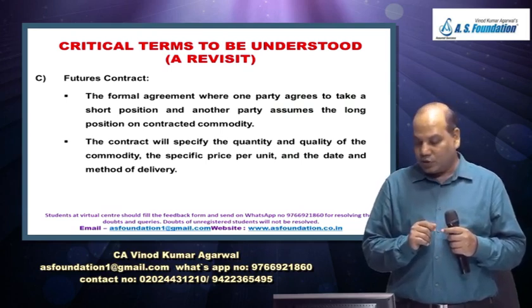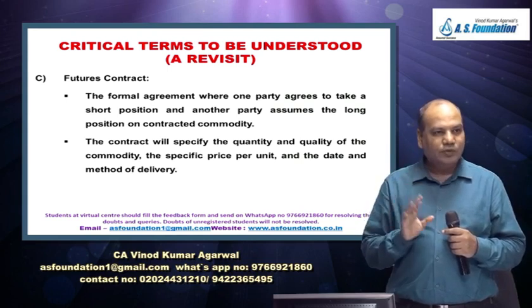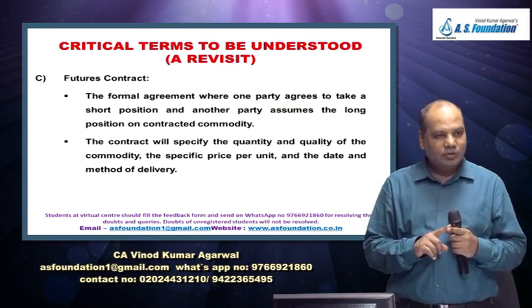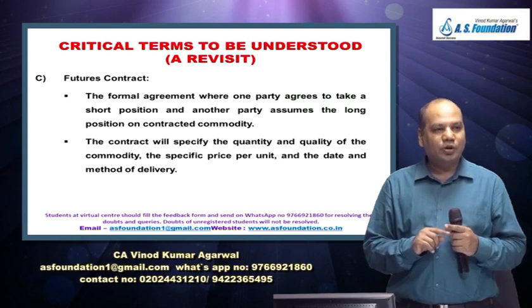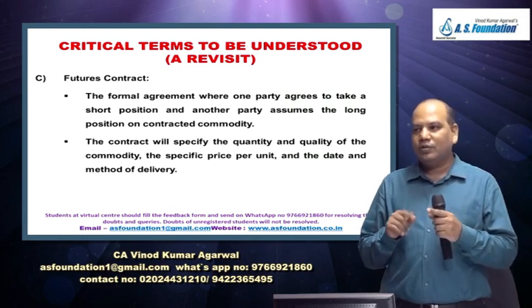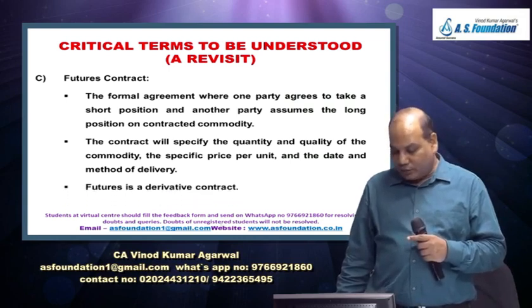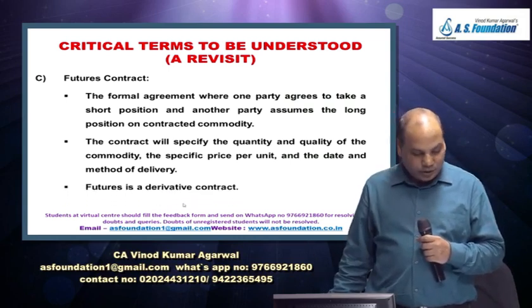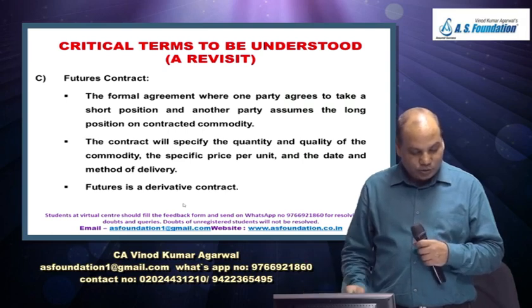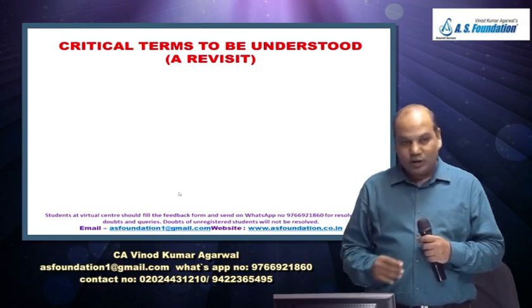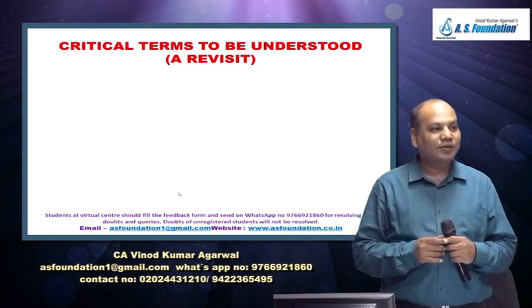So when you take a position in the commodity market, you have to tick the following items: quantity, quality, commodity, price, the expiry date, and method of delivery. A future is a derivative contract. Wow, after the whole chapter is over, then they decided to write this line.